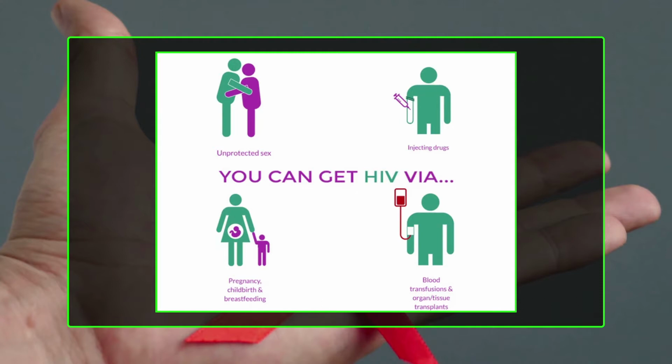child during pregnancy, childbirth, and breastfeeding, or acquired via blood transfusion with infected blood, the sharing of needles, like during drug use, or through needle stick injuries, if you are a healthcare worker, for example.